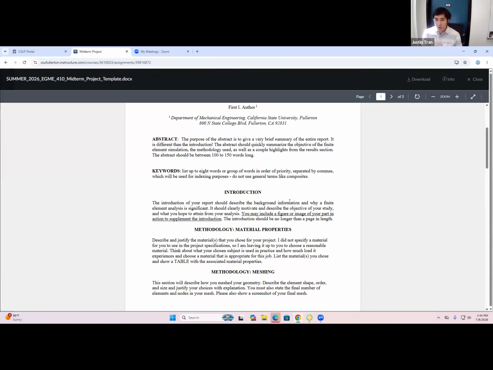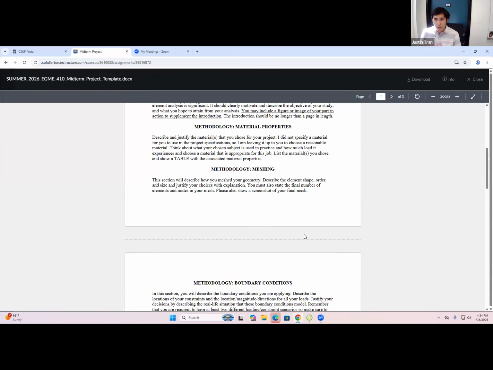So the introduction should describe all the background information about your objective. This is where you describe your objective as well. You may include a figure of the part to help with the introduction, but the introduction shouldn't be too long. The main point of the introduction is that it should clearly motivate and describe the objective of your study. I should come away from your introduction knowing what you're trying to achieve with your finite element analysis, and that should make sense. Okay?